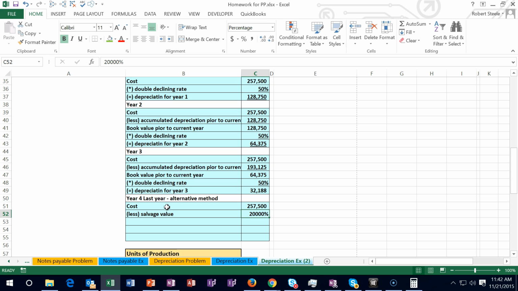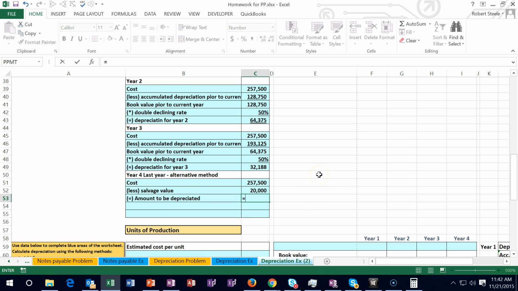So this is where the salvage value comes into play, 20,000. And now, of course, I've made it a percentage, so I'm going to go back to the Home tab, the Number group, and well, actually, I'll just go to this tab. I'll format paint it, and I'm going to turn it back into a number format, and 20,000. Be careful of the cell's formatting, of course, anytime you work with these. And that's going to be the amount to be depreciated. So I'm going to take this calculation. It's going to equal the 257.5 minus the 20,000. And we get the 237.5.